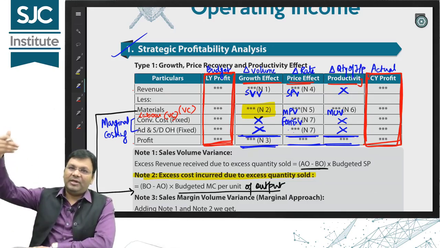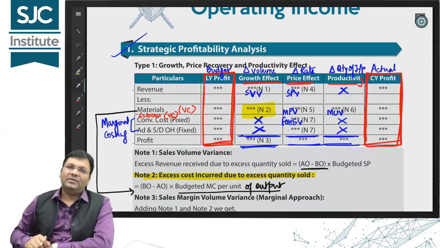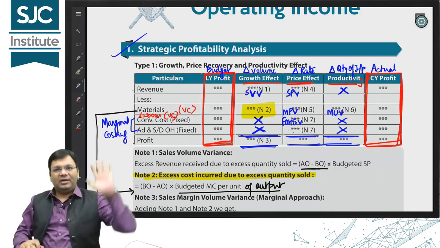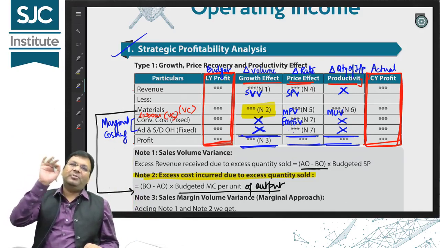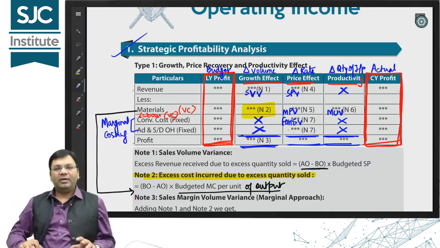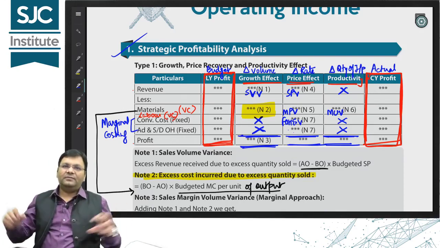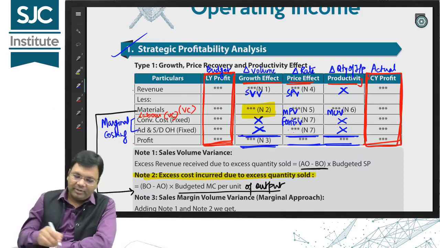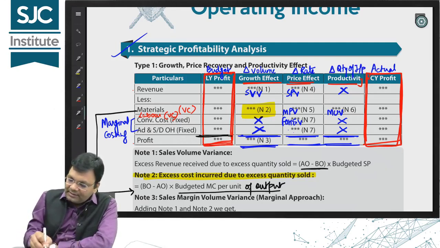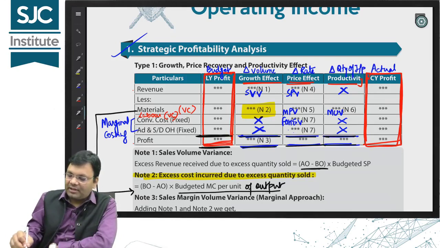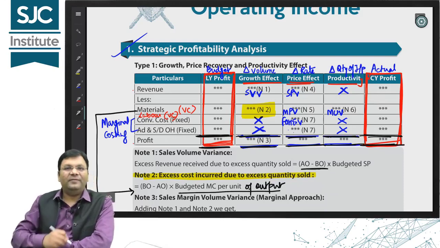Whenever in the exam you are asked to prepare this statement, you will prepare it in this format. You will have particulars for putting up the items, last year's column, current year, and then the value for each. Growth, price and productivity effect will be computed in a working note, and then the total of growth, price and productivity is to be taken. What you will get to know is that if you add these three effects, growth, price and productivity, to last year's profit, you will get current year profit. That's obvious, and you can reconcile it when you put up the figures.